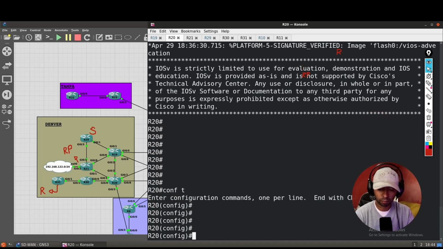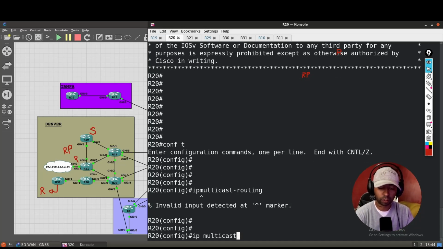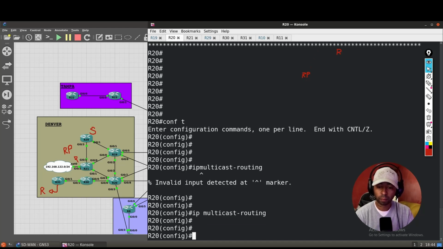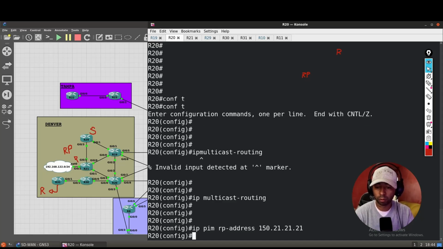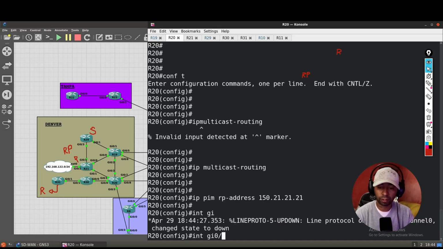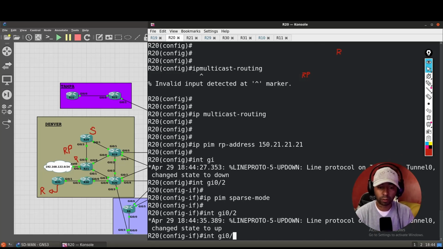Config terminal, IP multicast routing. IP pim rp-address will be 150.21.21.21. Interface gigabit 02, IP pim sparse mode, 02 and also 00.